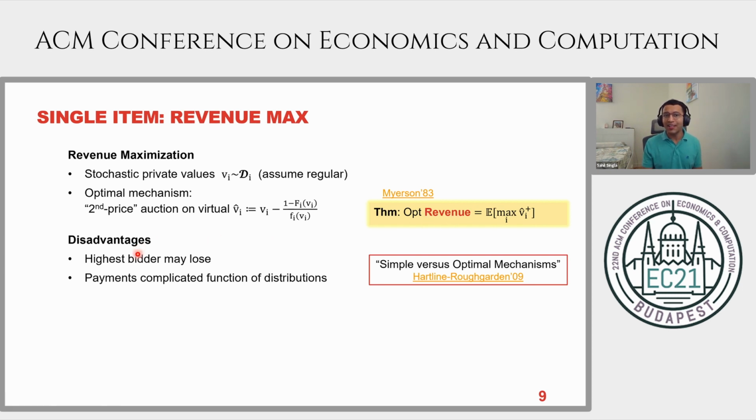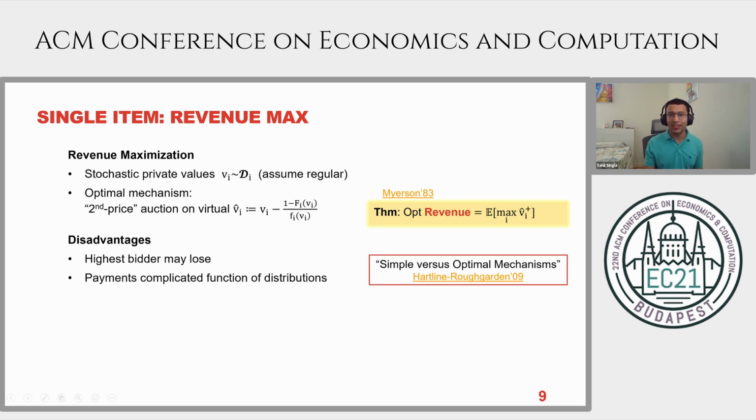Although Myerson's mechanism is beautiful, both theoretically and in that it gets you the optimal revenue, there are some disadvantages. For instance, the highest bidder may no longer win the item. Notice that once you transform these valuations, it's no longer guaranteed that the highest bidder in the original space will also have the highest virtual value. Hence, the highest bidder may not be the one who gets the item, which is not a desirable property if you're trying to run this auction in practice.